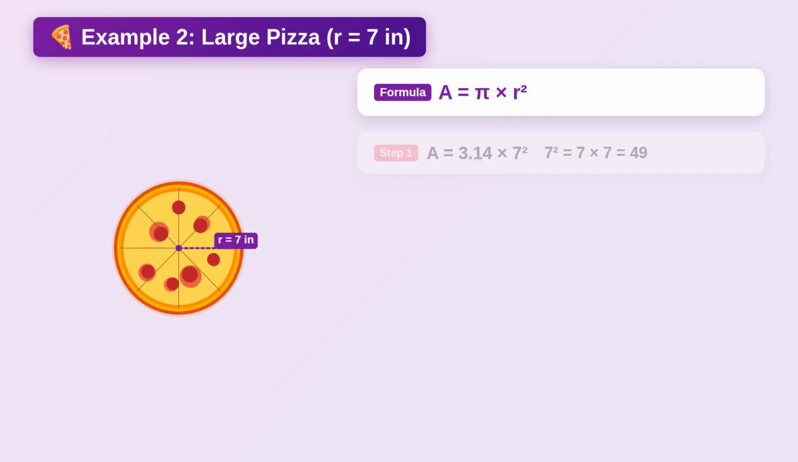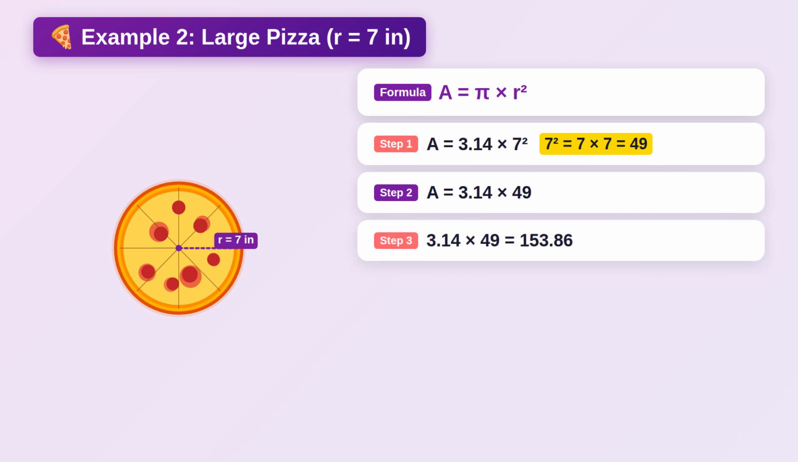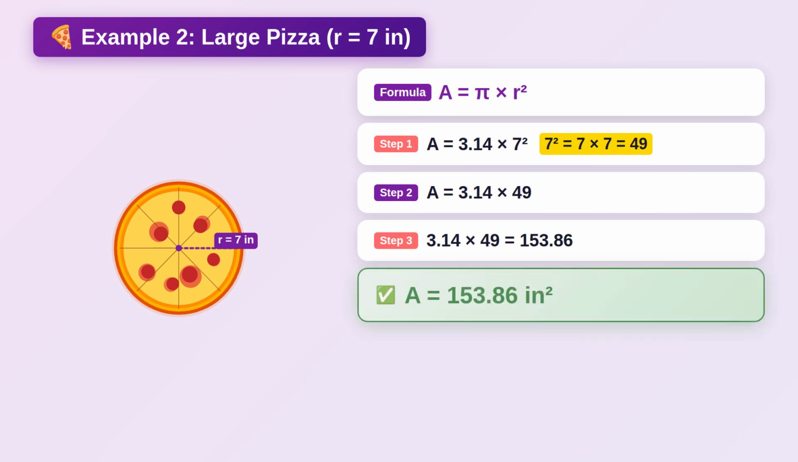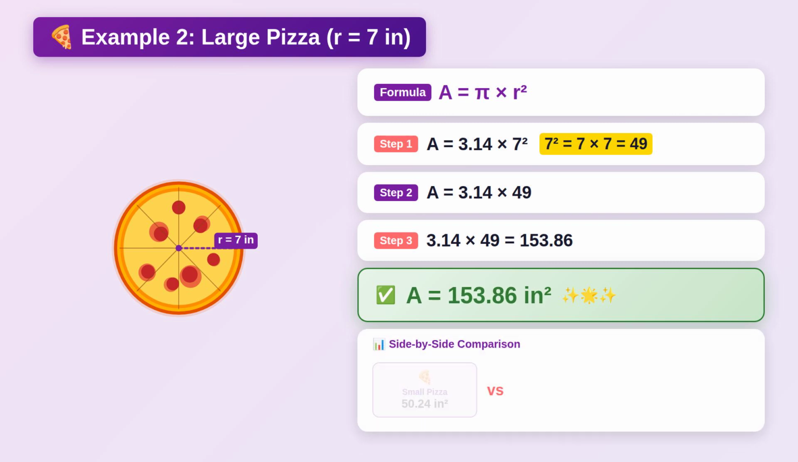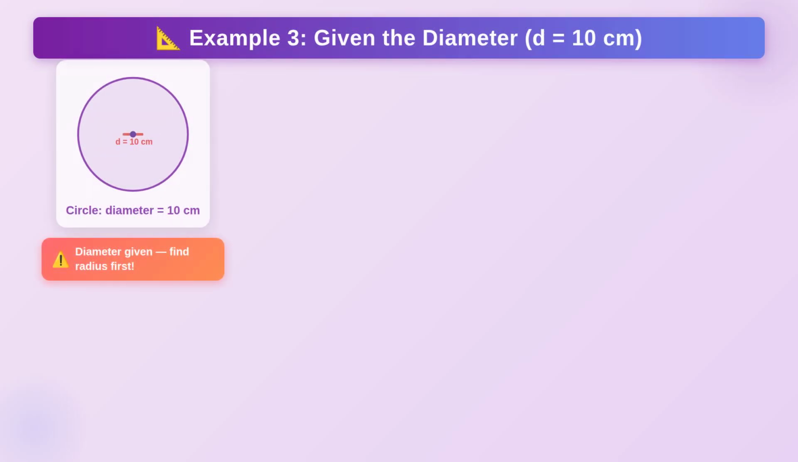Now for the large pizza. This one has a radius of 7 inches. Same formula. A equals pi times r squared. Step 1, square the radius. 7 squared is 7 times 7, which equals 49. Step 2, multiply by pi. 3.14 times 49. Let's compute that. 3.14 times 49 equals 153.86. The area of the large pizza is 153.86 square inches. Maya's eyes go wide. The large pizza has way more area, 153.86 versus 50.24. That's almost 3 times as much pizza. Maya is definitely getting the large.